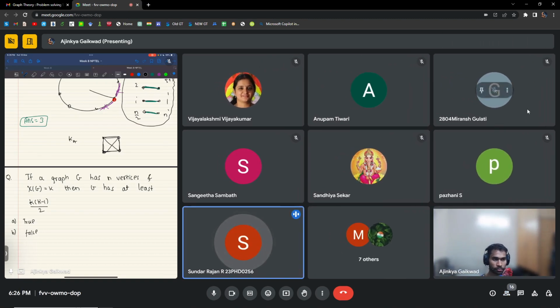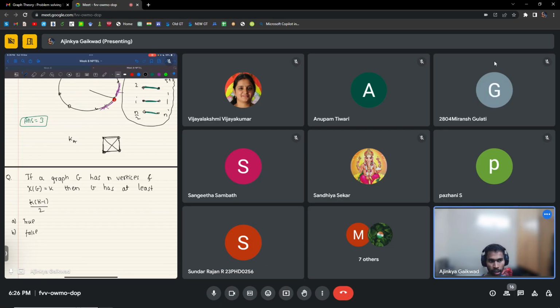k into k minus 1 divided by 2 edges. Yes. So any graph with chromatic number k, is it true that it will always contain at least k into k minus 1 by 2 edges? So this is not so easy to see, but I'll give you, let's say, 2 minutes. It's not that straightforward a question, but not that hard also.